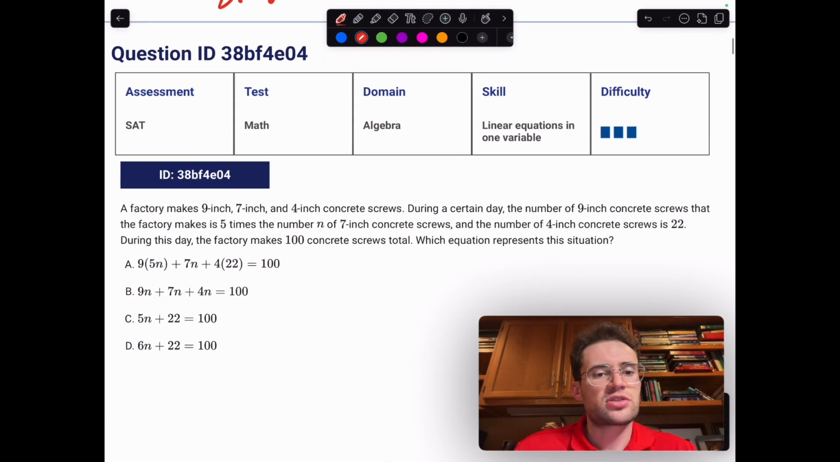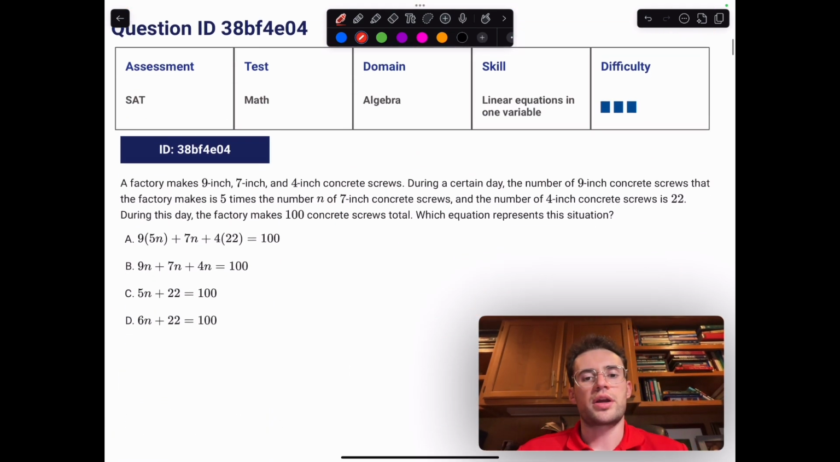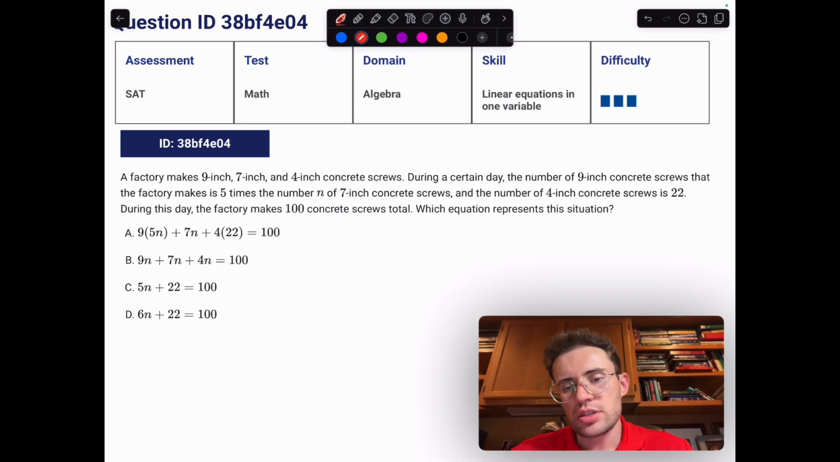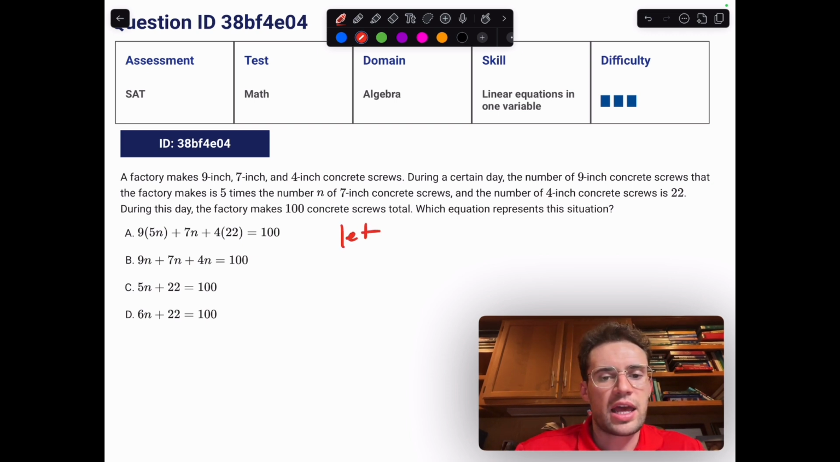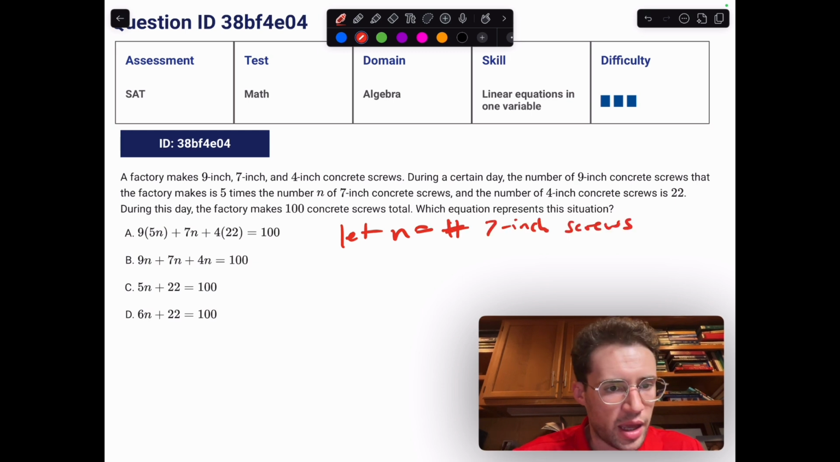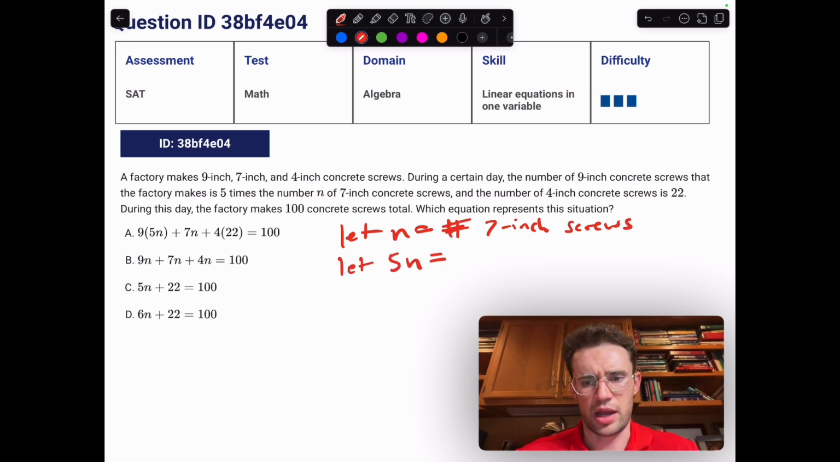We have a factory that makes 9-inch, 7-inch, and 4-inch concrete screws. During a certain day, the number of 9-inch concrete screws that the factory makes is 5 times the number N of 7-inch screws. So let's just write, let N equal the number of 7-inch screws. And the number of 9-inch screws is 5 times, so 5N. You don't need to write "let." I think one of my teachers made us do that when I was in pre-algebra, so it's a habit that still comes back sometimes. This is the number of 9-inch screws.